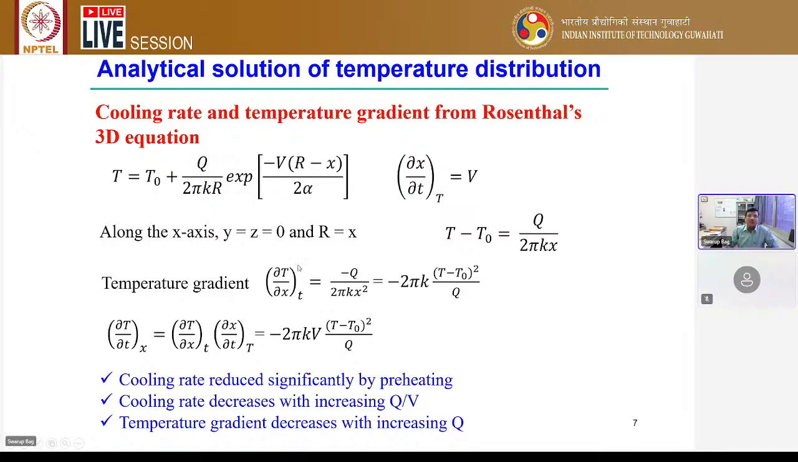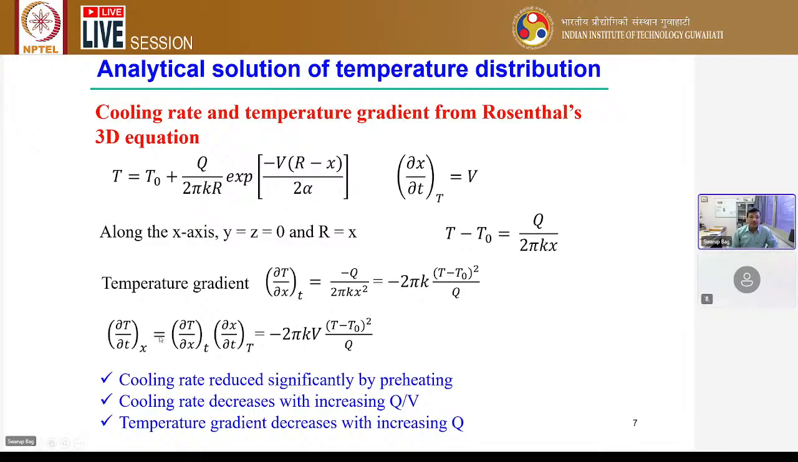Now you can make some conclusions: the cooling rate is also important in the welding process because it influences the microstructure during welding, and we can to some extent predict the solidification behavior of the welding process. So that's why the cooling rate is very important, as well as the temperature gradient, because both decide the solidified microstructure in the welding process.